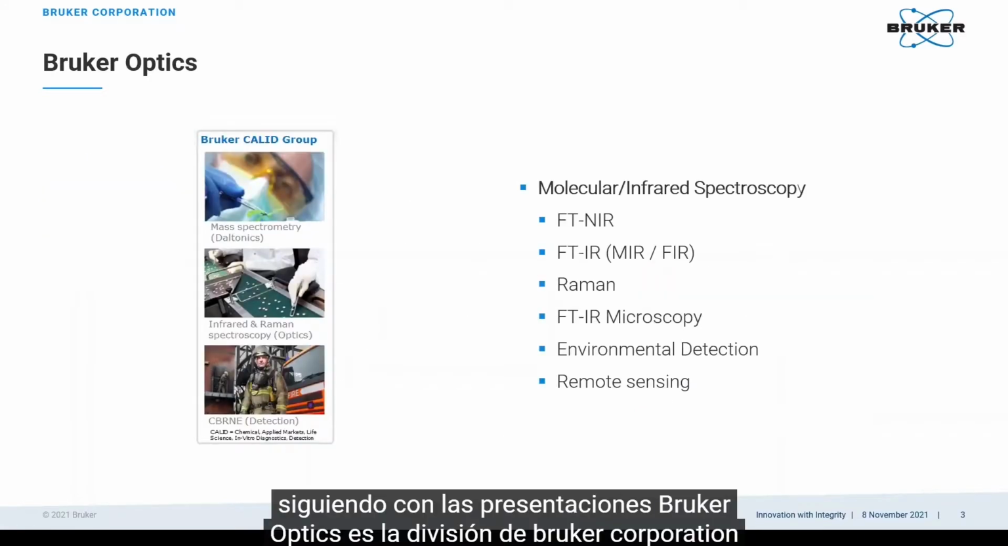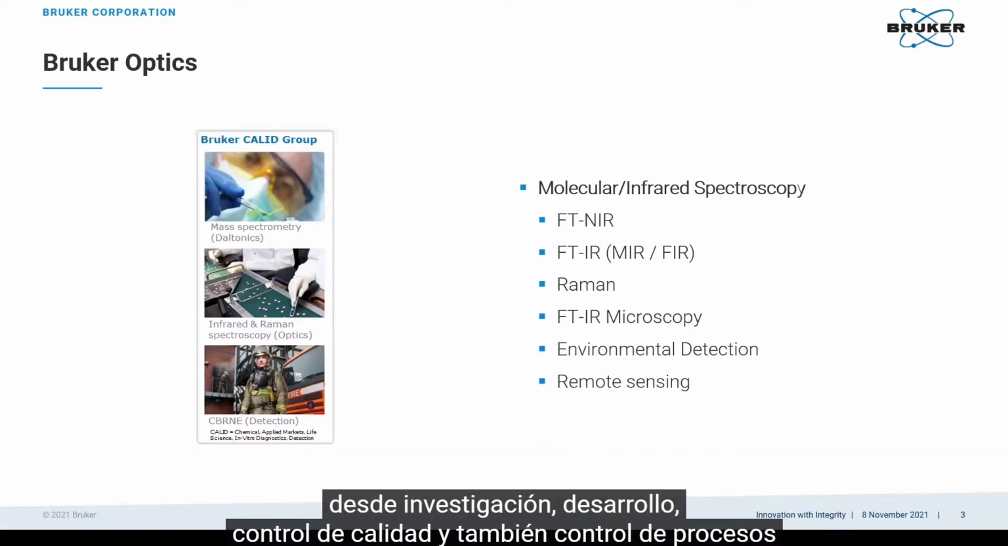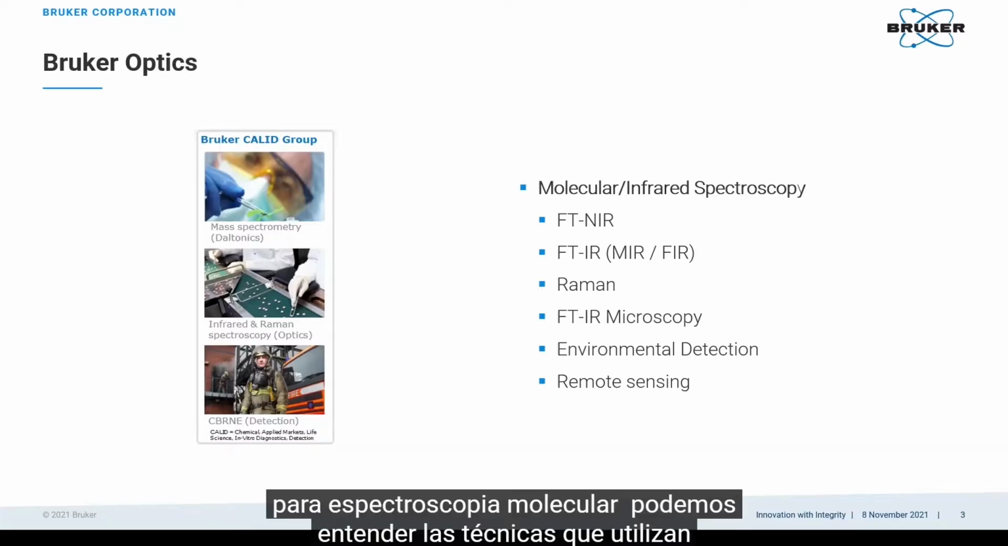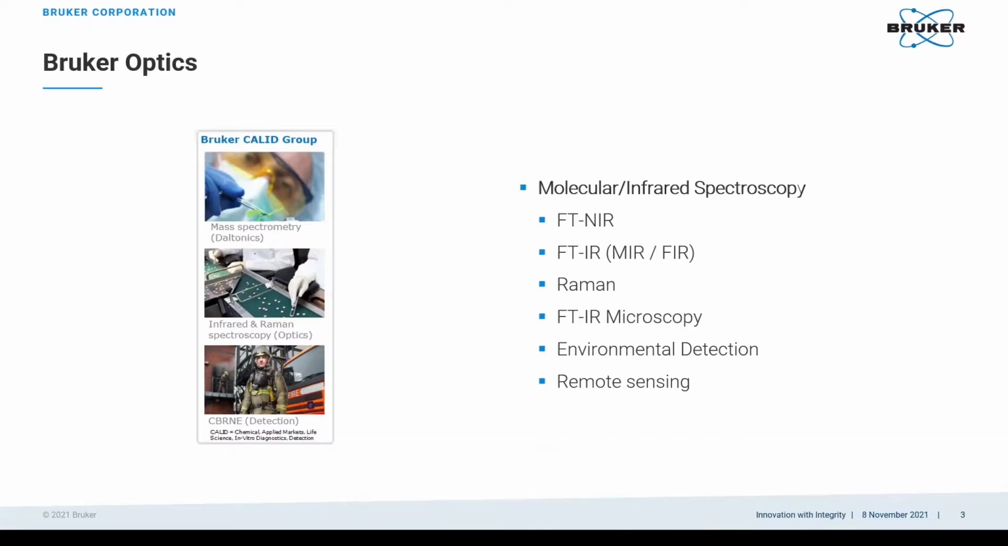Following with the presentations, Bruker Optics is the division of Bruker Corporation that offers analytical solutions in molecular spectroscopy for the most varied applications, from research, development, quality control, and also process control. For molecular spectroscopy, we can understand the techniques that use the infrared, near or mid-infrared, or Raman techniques for analytical purposes.